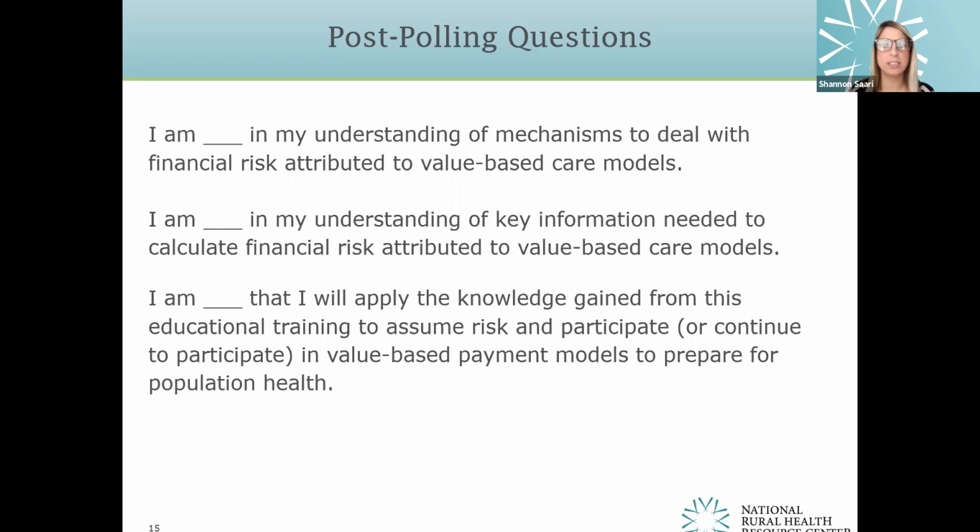Last polling question, please. I am confident to unconfident that I will apply the knowledge gained from this educational training to assume risk and participate or continue to participate in value-based payment models to prepare for population health. So it looks like 20% are confident, 40% are somewhat confident, 30% are neutral, and 10% are somewhat unconfident.